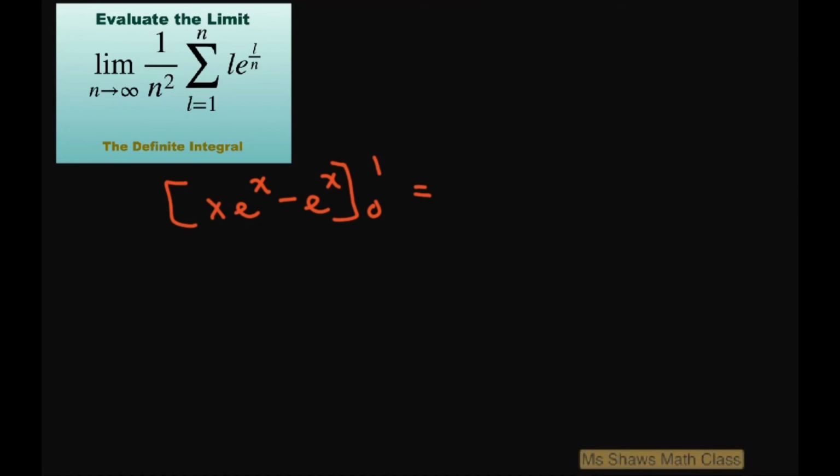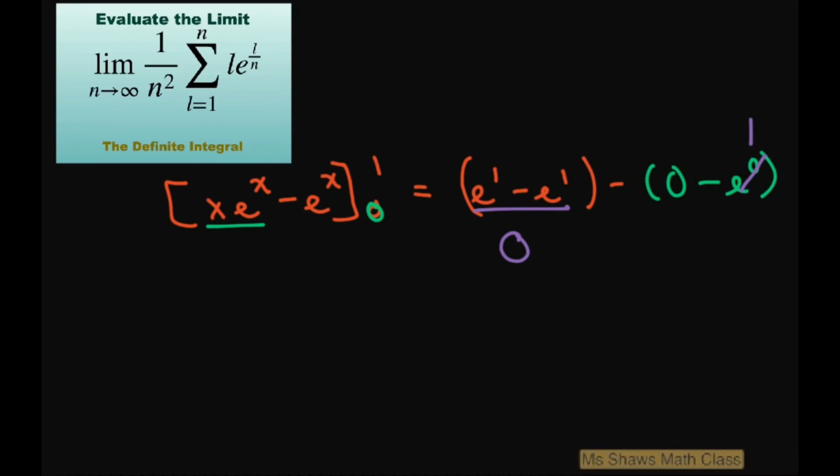So when you substitute 1, you're going to get 1 times e, that's just going to be e to the power of 1 minus e to the power of 1. And then for 0, substituting 0, you're just going to get 0 minus e to the power of 0. E to the power of 0 is just 1. This is 0, so basically we have 0 minus 0 plus 1. Because two negatives here make a positive, so our answer is 1.